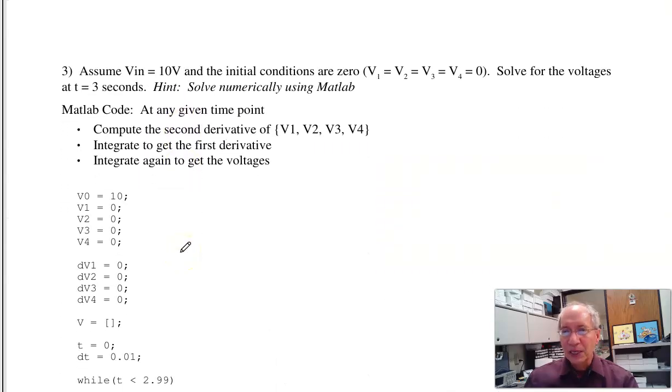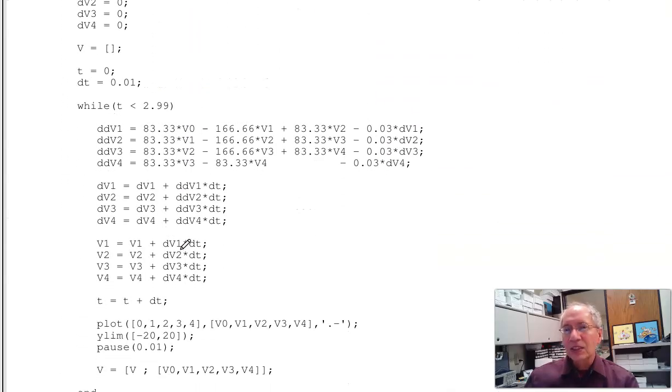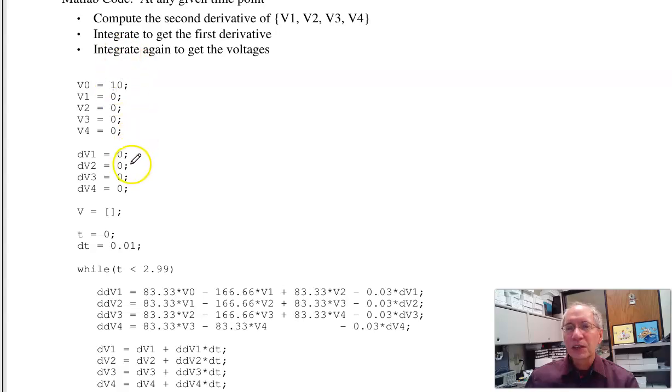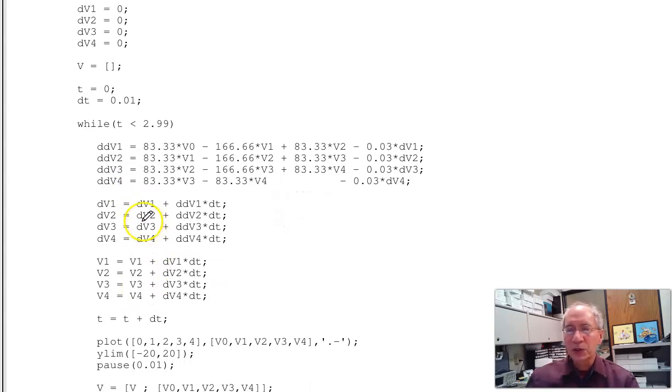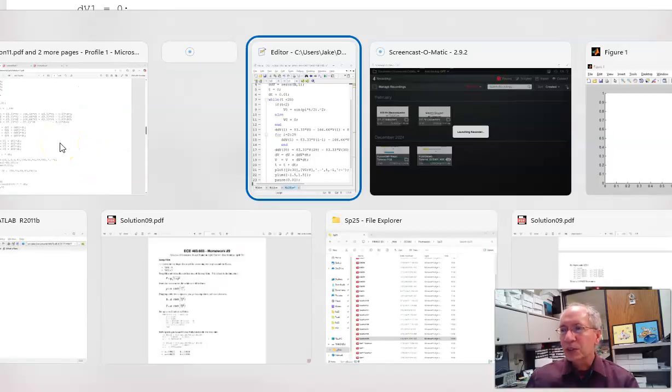So what I do in MATLAB is, given the voltages, given the first derivative, I can find the second derivative. Once I know the second derivative, integrate once to get the first derivative. Once I know the first derivative, integrate again to get the voltage. Plot the voltage, move forward in time 10 milliseconds, and repeat for 3 seconds. So this is what that looks like.